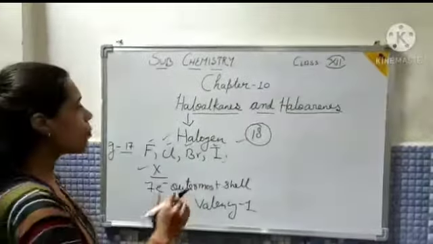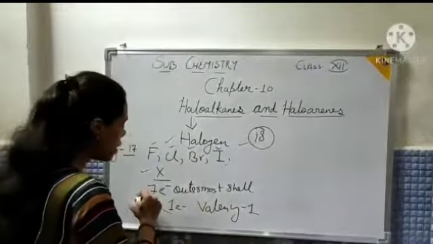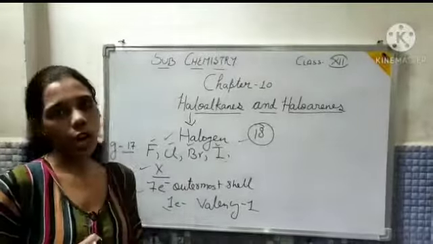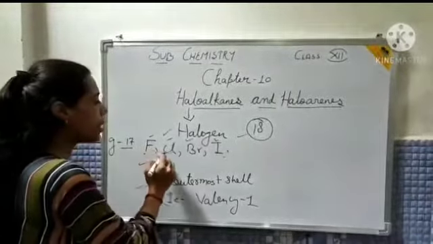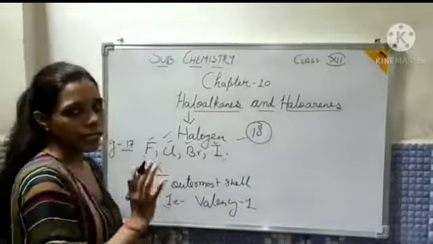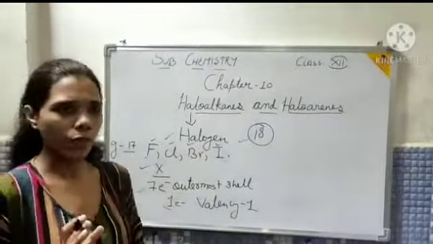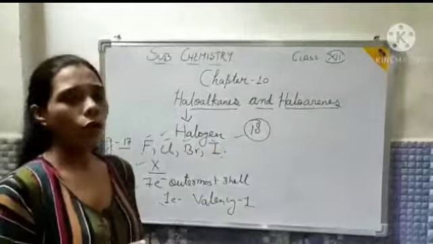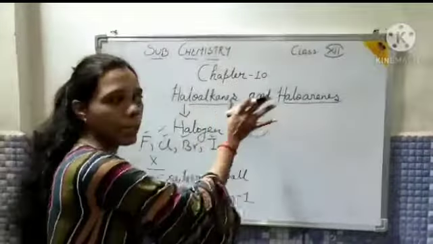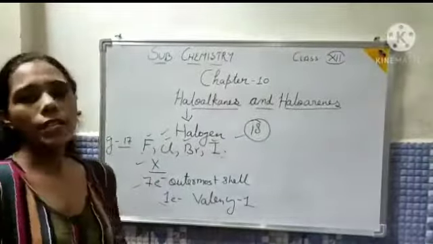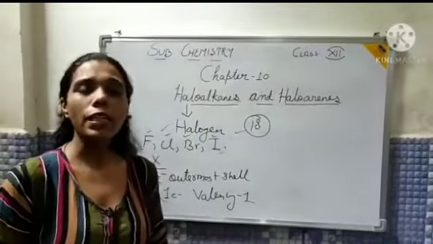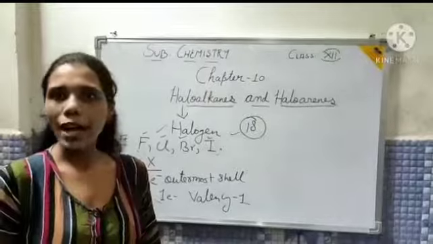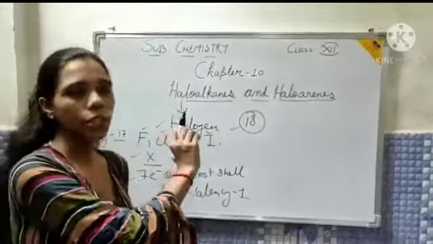It means the halogen family members show valency 1. They have 7 electrons in the outermost shell. The members of the family are fluorine, chlorine, bromine, iodine, etc. So these are the members of the halogens. I think this much is enough for you for studying haloalkanes and haloarenes. Further, when we study the p-block elements, we will study halogens in detail. I think this much is enough for this chapter.